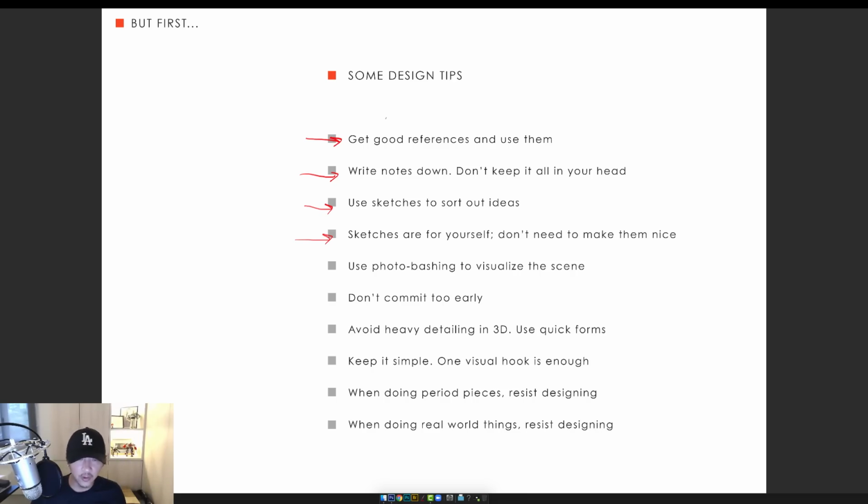Don't do those kind of fake sketchbook things for the sake of showing that off. You could do that separately as a completely different thing. But when you're designing, you can make these sketches into chicken scratches. It doesn't matter. As long as you understand it, that's fine.